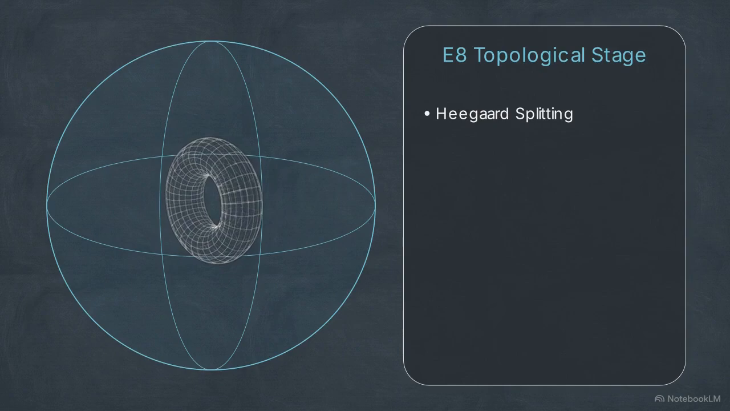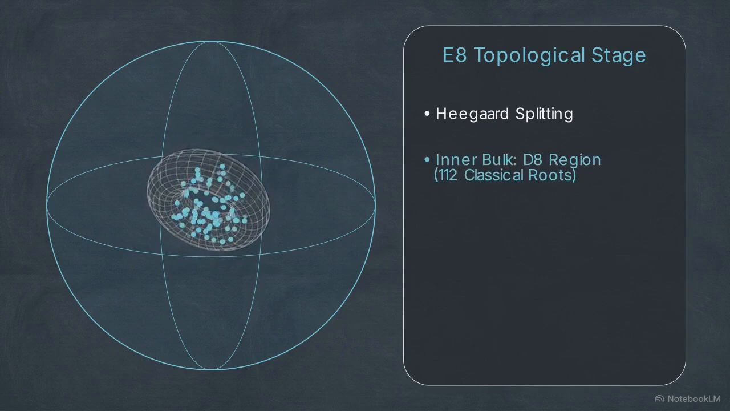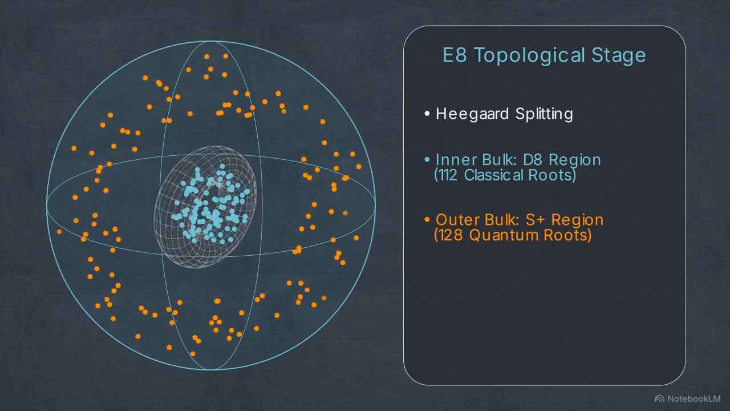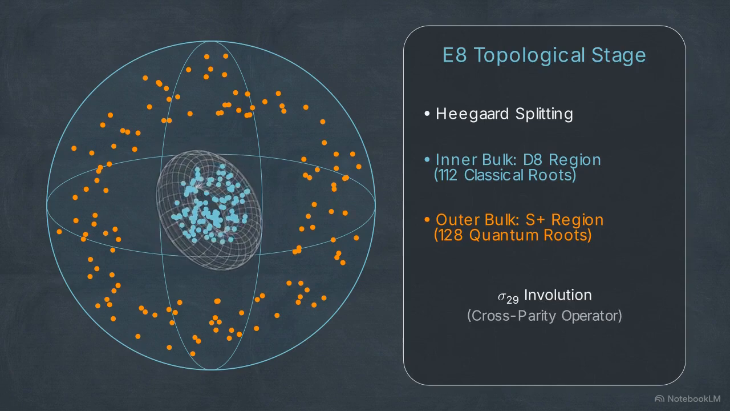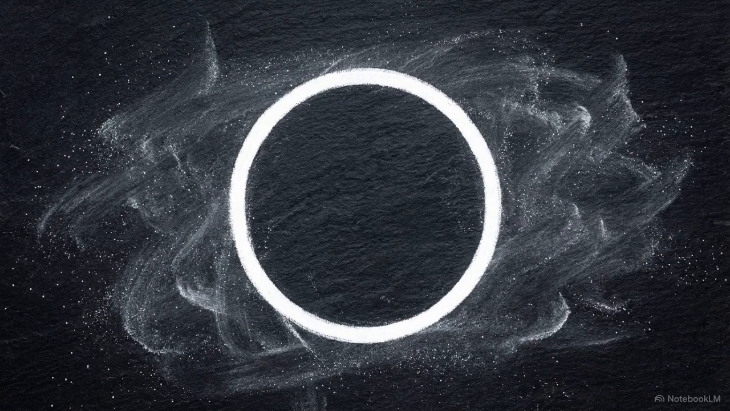Inside the E8 lattice, the 240 coordinates divide precisely across this boundary. 112 classical roots, called D8, occupy one side. The remaining 128 quantum roots, called S+, occupy the other. The primary involution used by the engine is the cross-parity operator, known as sigma 29. When executed, it flips an observer's perspective directly across the toral boundary, moving cleanly between the D8 and S+ states. By using involutions to flip across this holographic boundary, the algorithm avoids searching an infinite coordinate space.